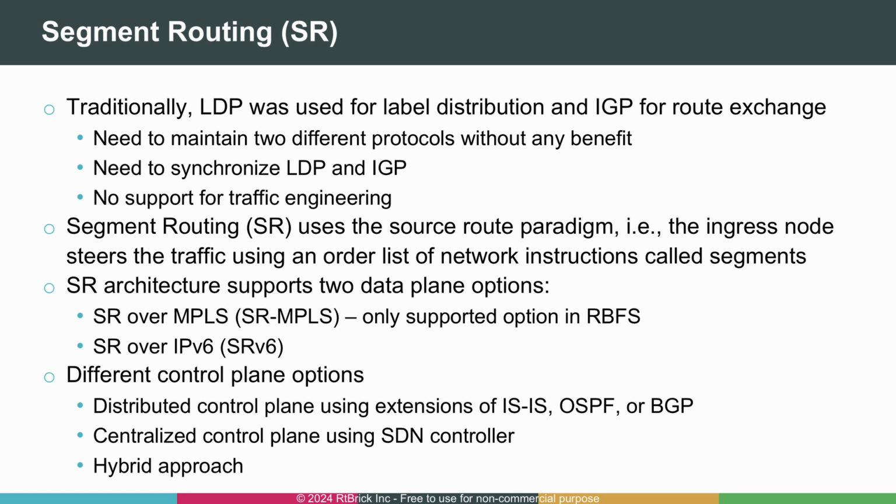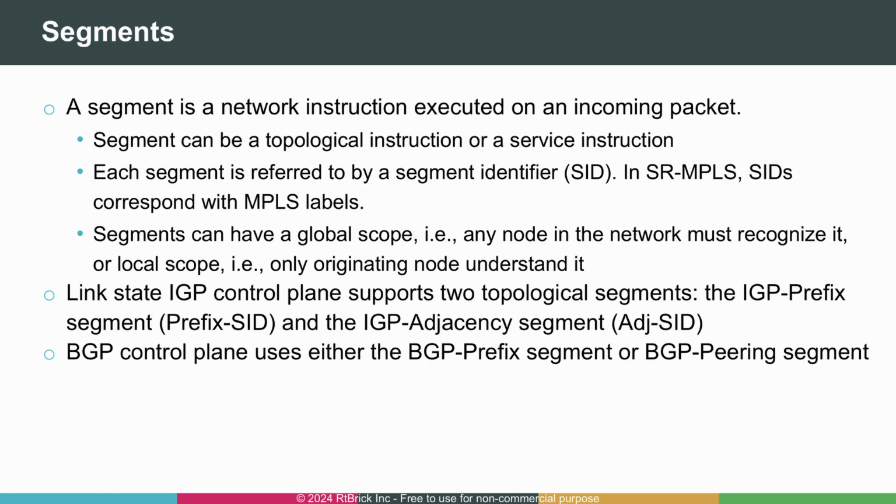In a centralized scenario, an SDN controller is responsible for allocating and instantiating segments. The hybrid scenario combines elements of both distributed and centralized models. A segment represents a network instruction that is executed on a received packet. There are two types of instructions: topological instructions and service instructions. Topological instructions result in either forwarding the packet to a specific node in the network or forwarding it through a specific interface. A segment may be associated with a service instruction, used for applications such as service function chaining. In this presentation, we will focus on topological instructions.